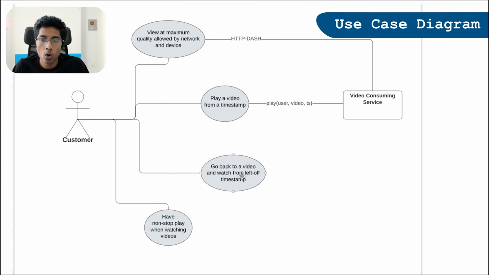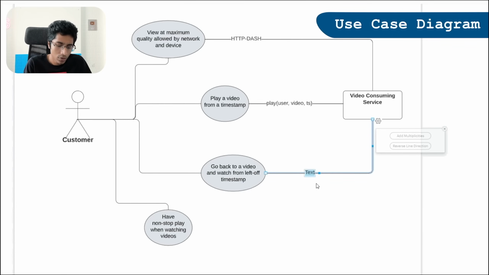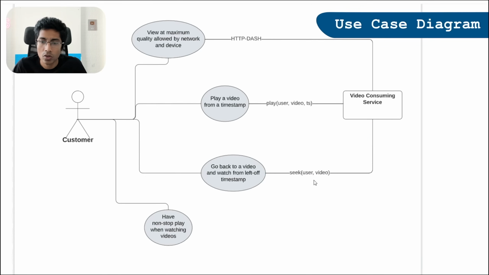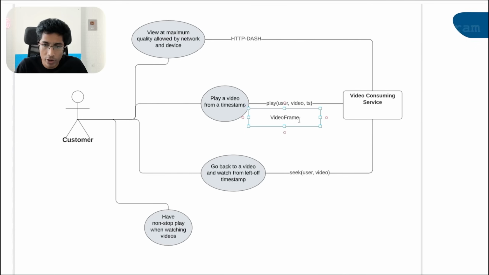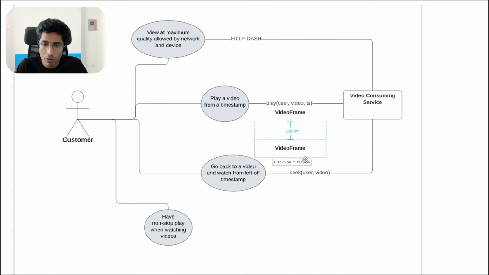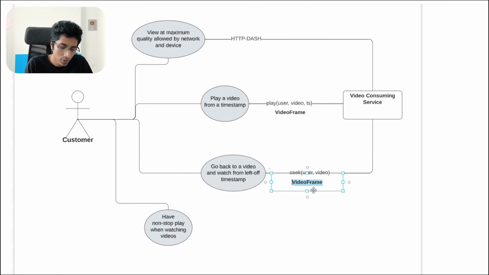Okay. Go back to a video and watch from left of timestamp. This is quite straightforward. You have seek for this user and this video. What is the seek position? So let's say we call it get seek position, but like we said, if you're using a REST API, then you can mention in the method it's get. So that will send you back the seek position. It's best to mention the return type also, like I said. The clearer you make your API, the better it usually is. So video frame will be sent back here. And similarly, what will be sent back here is a timestamp.